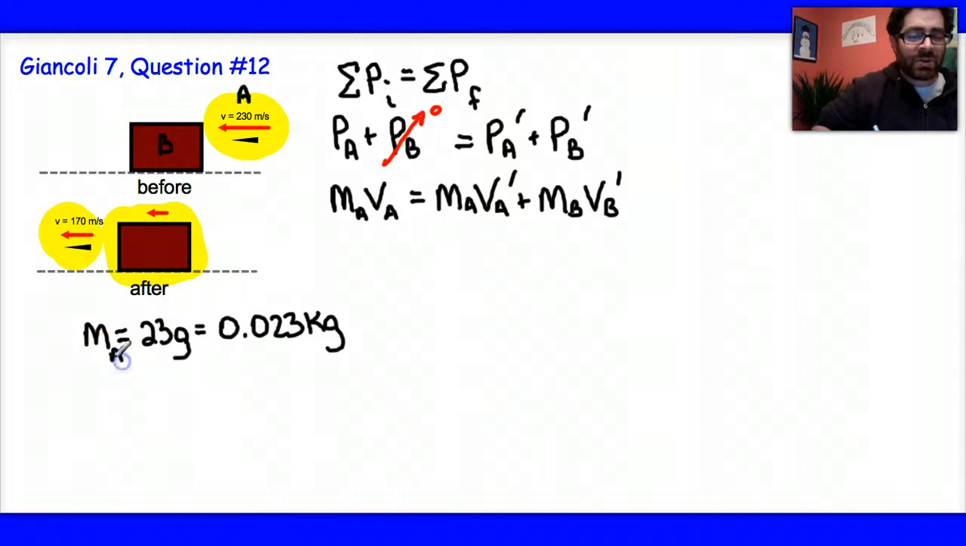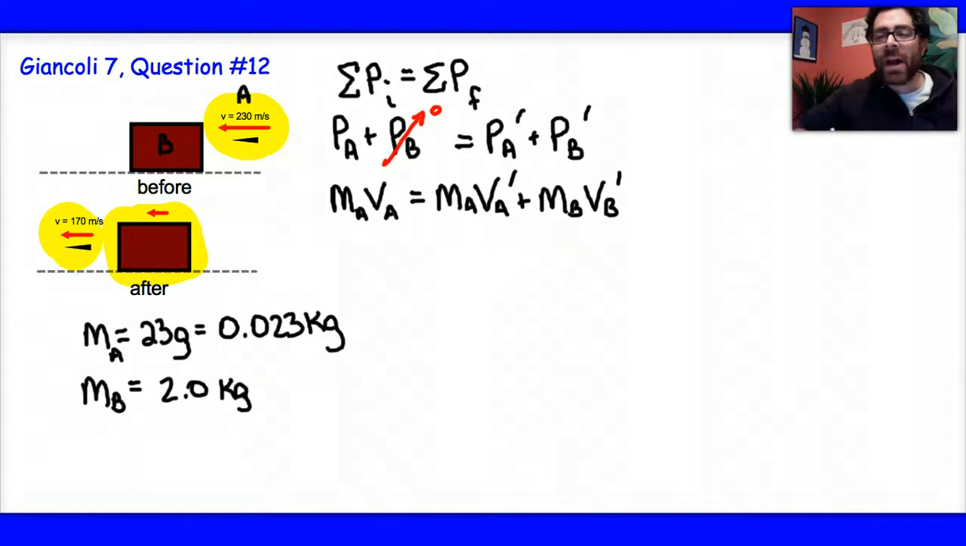And by the way, I should put a subscript here. The mass of the bullet is 23 grams. And they tell you that the mass of the block, which of course we're going to need, is 2 kilograms. So the block is much more massive than the bullet. Okay, I've got everything I need.